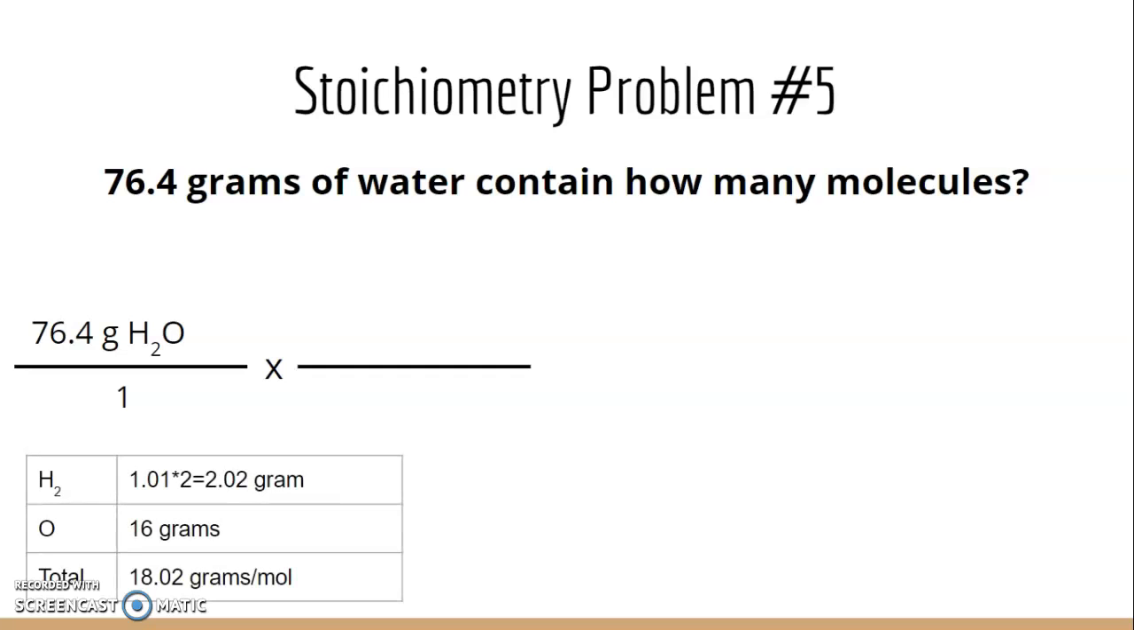So, we know that since we have 2 hydrogens, our molar mass is going to be 2.02 grams, and since oxygen has a molar mass of 16 grams, we're going to add those together to get a molar mass of 18.02 grams. So, now that we have that, we can determine what we are going to put in our numerator. So, since we want to be able to convert all the way to molecules, we're going to have to put a molar value in our numerator. And that is simply going to be 1 mole of H2O.